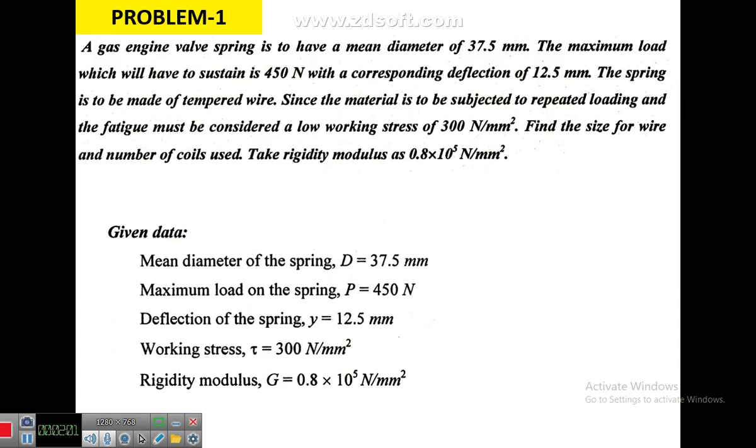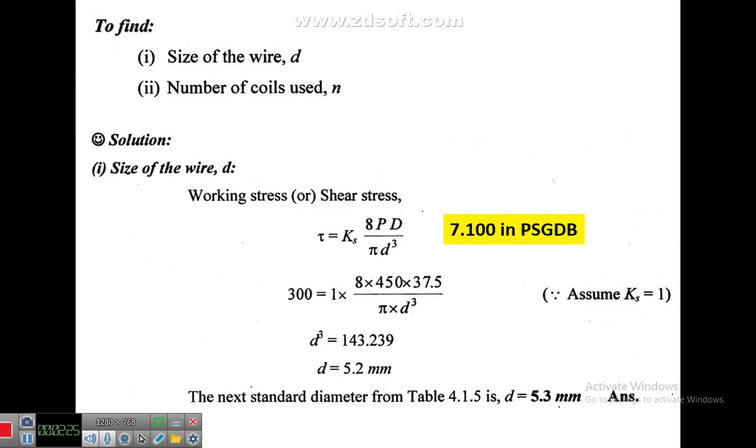And coming to the problem, you see it's for a gas engine. They have given some data: mean diameter of the spring 37.5 mm, maximum load on the spring is 450 N, deflection of the spring is 12.5 mm, the working stress is 300 N/mm², and rigidity modulus, that is G, is 0.8 × 10^5 N/mm². So we have to find the size of the wire and number of coils.